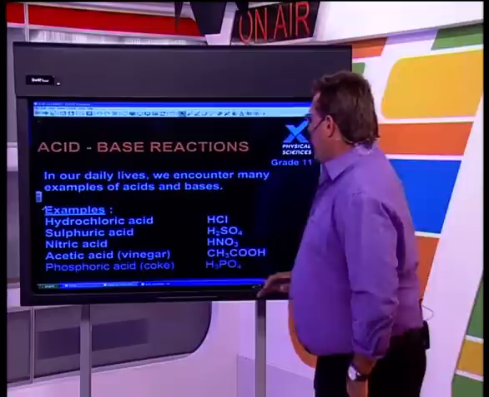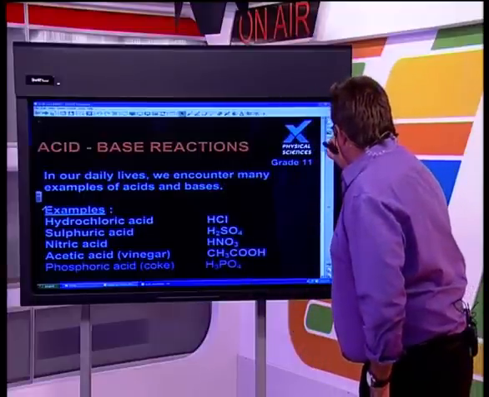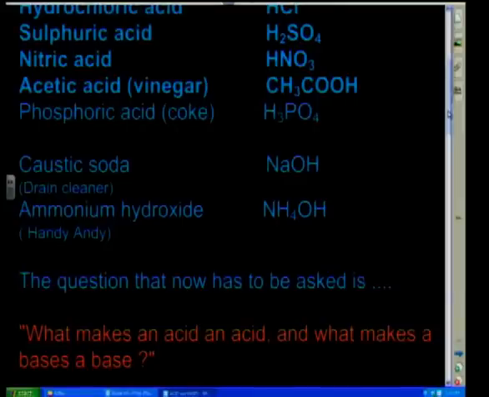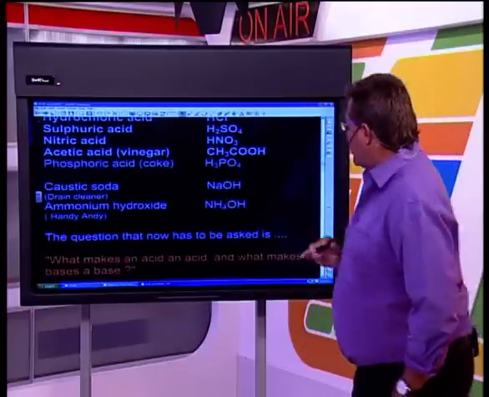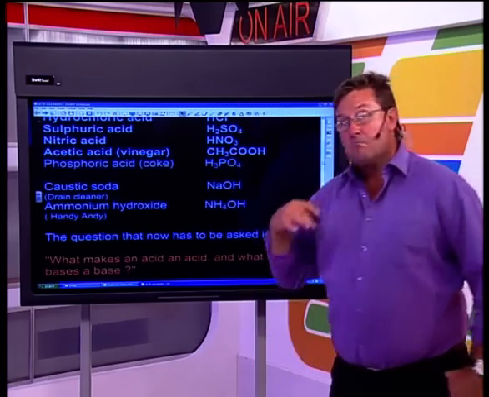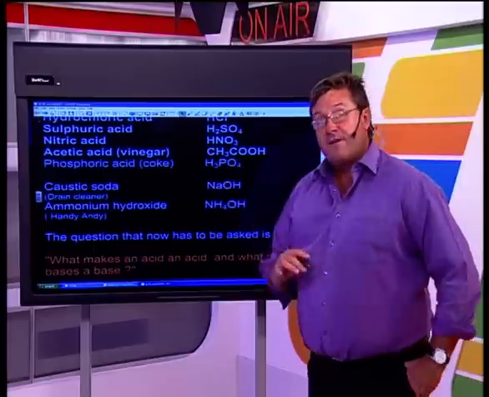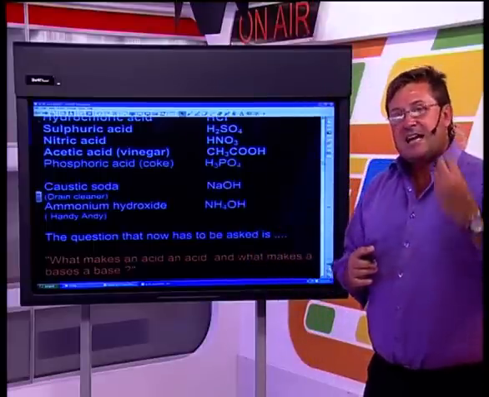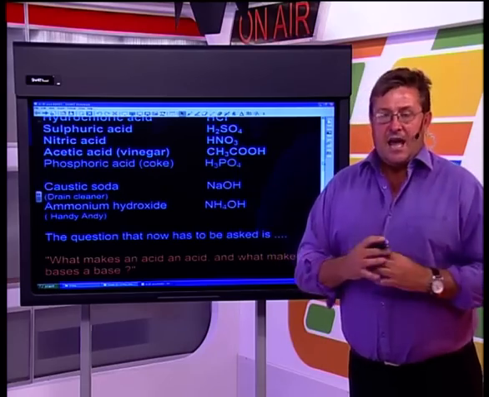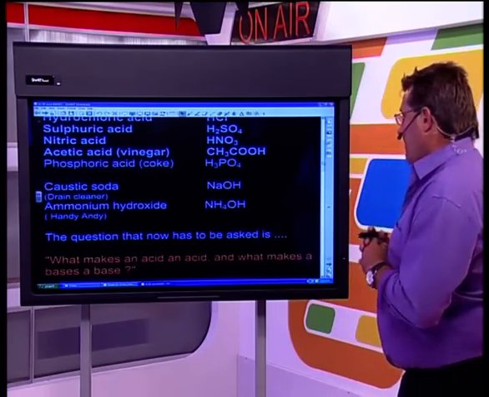So guys, there we now have it. There are some examples of acids, like Coke. I've also put two very useful examples of bases there as well. Caustic soda, which we all know as drain cleaner, is a substance called sodium hydroxide, with the formula NaOH. And this one over here, ammonium hydroxide, we often find in Handy Andy. It's the active cleaning agent in Handy Andy. So bases are often used as cleaning agents, and we find those all around us.